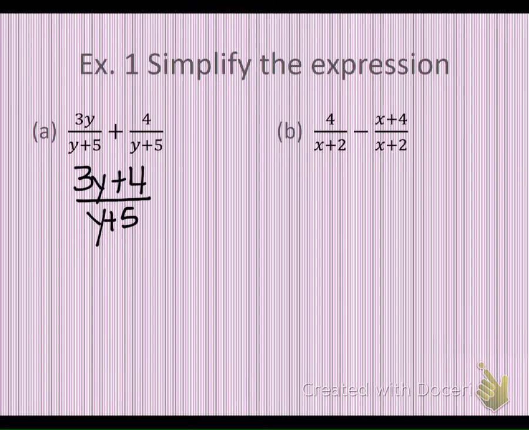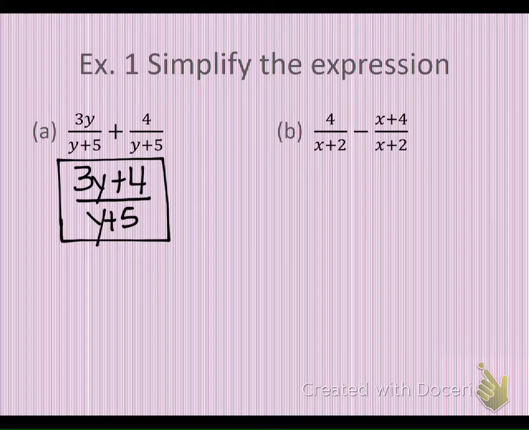Can anything simplify or cancel in this problem? No. Remember, binomials cannot be looked at as separate parts. That is 3y plus 4. That's one thing. And then y plus 5 is one thing. So can anything be simplified or canceled in this problem? No. The answer is no. So this is actually our final answer.